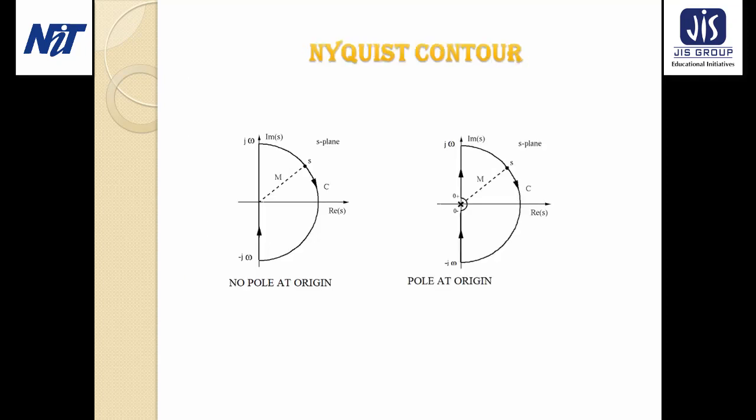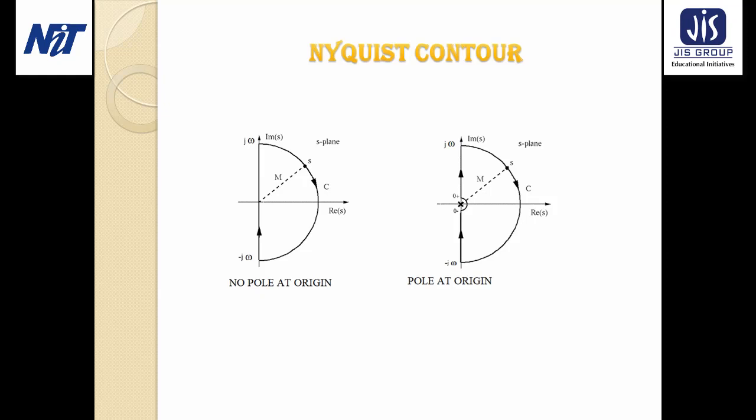So next is the Nyquist contour. In rule 1, I said that after getting the number of poles at the origin, or if a system does not contain any pole at the origin, then we need to choose the Nyquist contour. So how to choose the Nyquist contour?